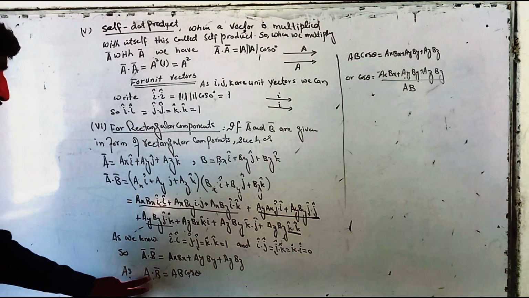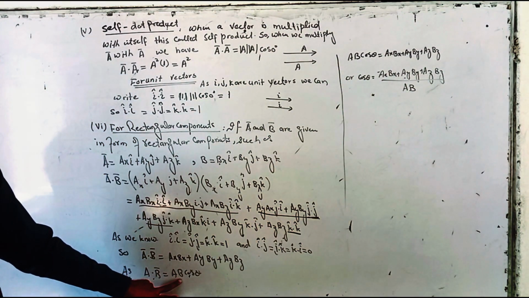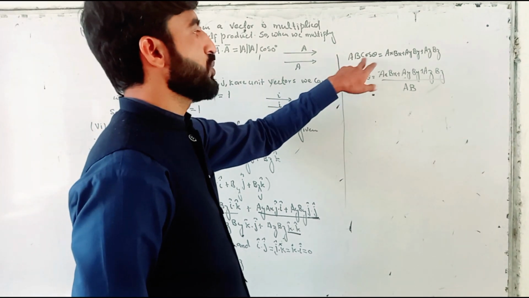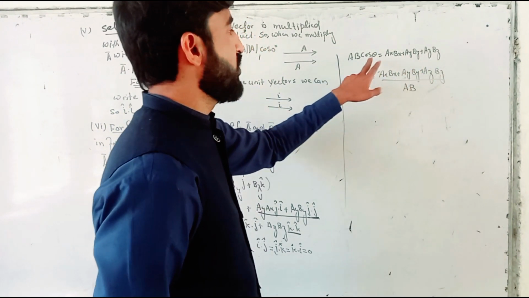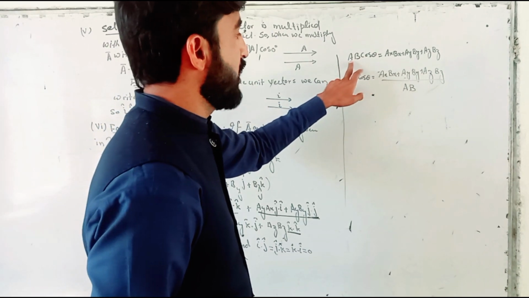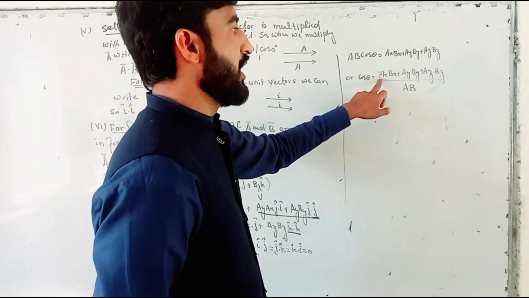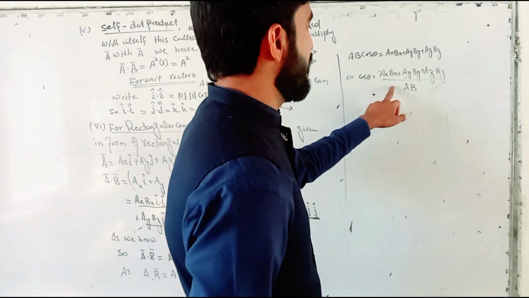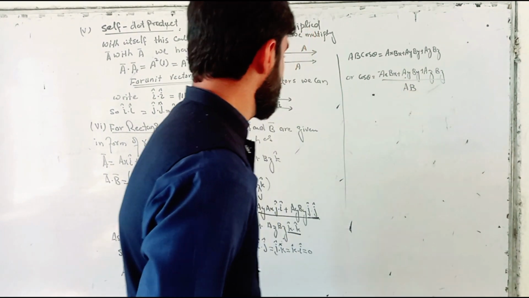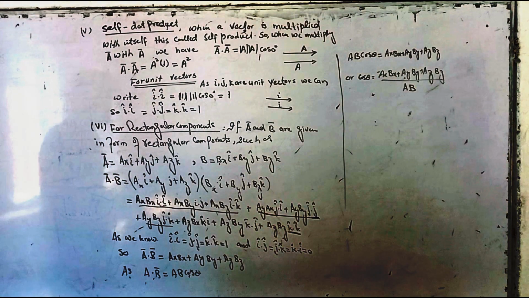As I know, A dot B is equal to AB cos theta, I can write AB cos theta is equal to Ax Bx plus Ay By plus Az Bz. If I want cos theta, then this AB will be divided on the other side. So cos theta equals Ax Bx plus Ay By plus Az Bz, divided by AB. This was all about the dot product.